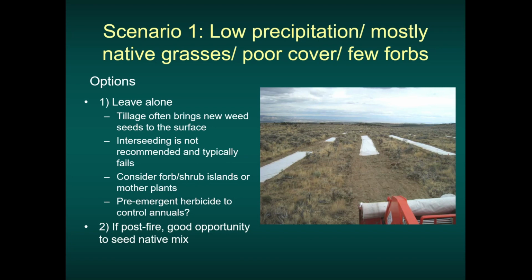If, however, you have some kind of disturbance like a large fire, this might be a good opportunity to throw in a native mix and try to diversify the site. You could also consider doing localized treatments, what we would call a forb or shrub island, where you do some Roundup of a small area and then intensely manage small sites to get forbs or shrubs established from where they can spread after conditions get better.